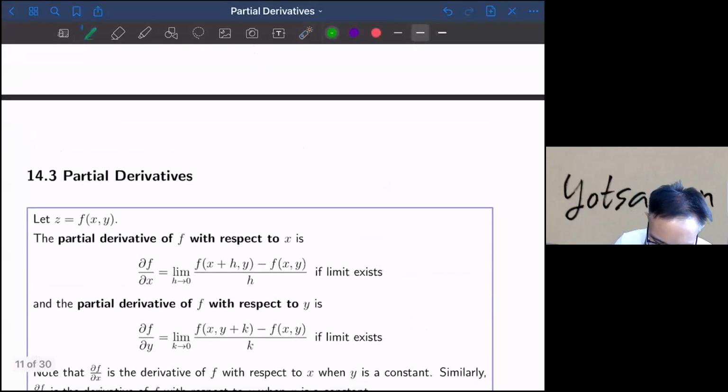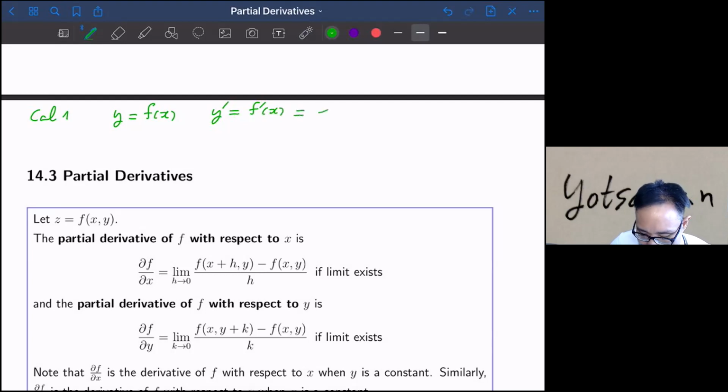If you remember Calculus 1, you have y equal to f(x), and you're gonna have the derivative y prime. This is gonna be f prime of x, and this is the limit as h goes to 0 of f(x plus h) minus f(x), over h. This is the definition of the derivative of the function y equal to f(x), and that will give you the slope of the tangent line, something that we had last semester.